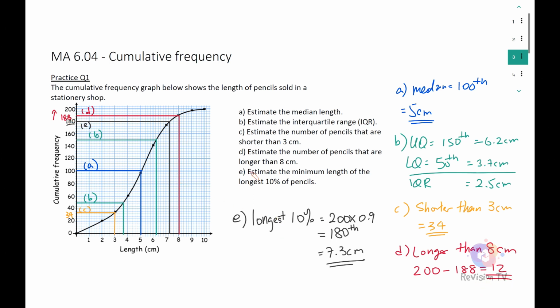Question E, the longest 10% means, if you rank them from the shortest to the tallest, you're looking at the 90% of the pencils. So 90% of 200 is 180. So you're looking for the 180th value, and then read off, that's 7.3 centimeters.